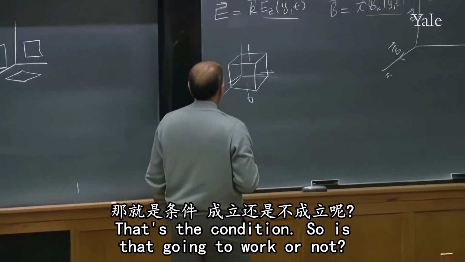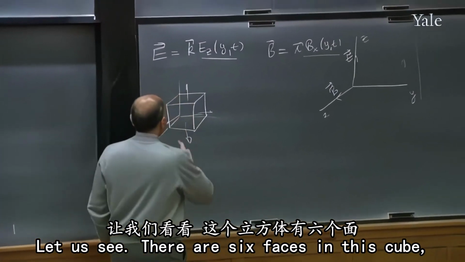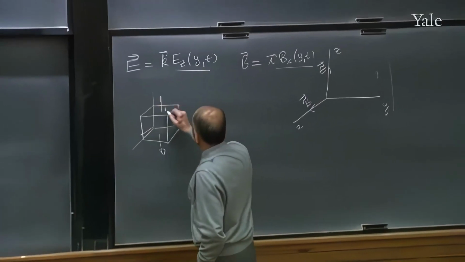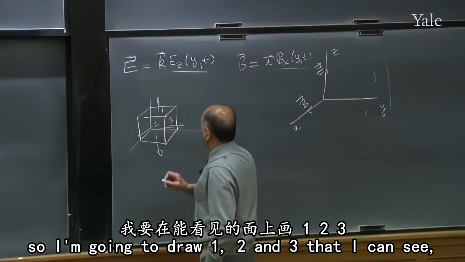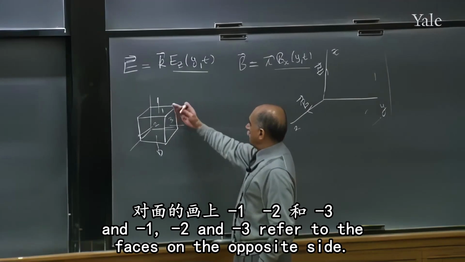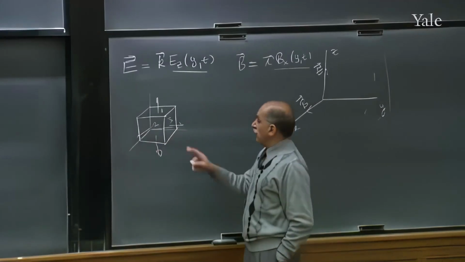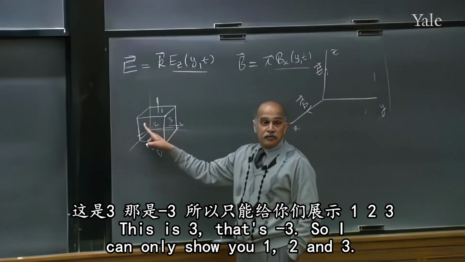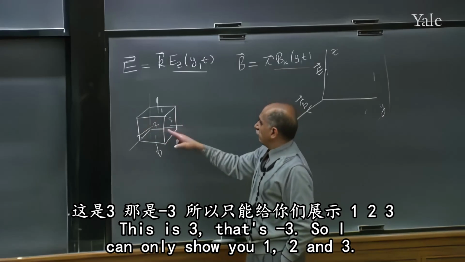So is that going to work or not? Let us see. There are 6 faces in this cube. So I'm going to draw 1, 2, and 3 that I can see. And -1, -2, and -3 refer to the faces on the opposite side. Okay? This is 3. That's -3. So I can only show you 1, 2, and 3.